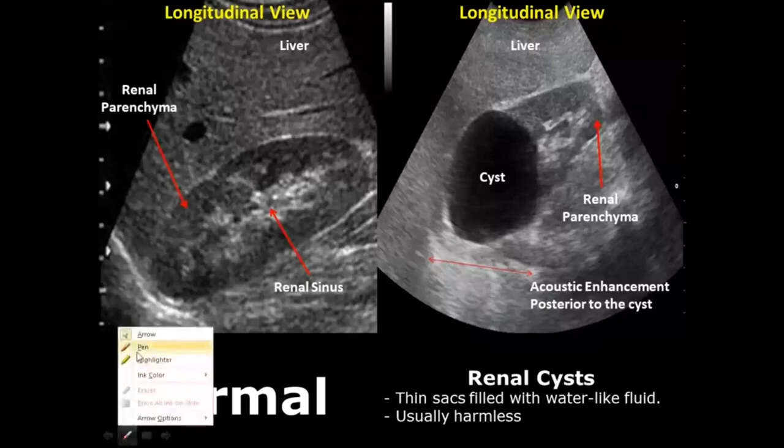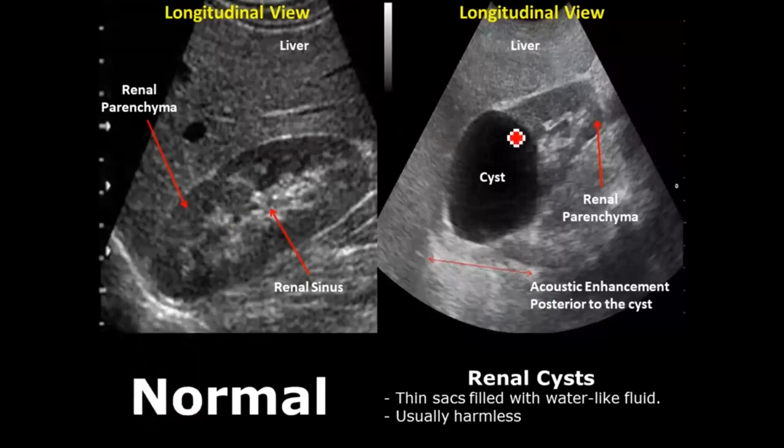And this is another appearance in the longitudinal view. It is more detailed, and you can see the cyst is in the upper pole of the right kidney. This is again the acoustic enhancement which is behind the cyst. It will be a hyperechoic region because more ultrasound rays are passing through the cyst, so it gives enhancement.